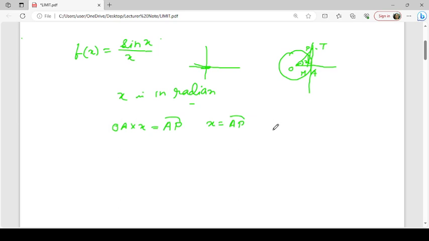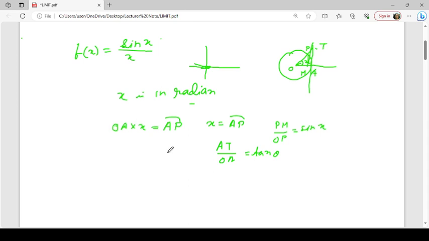So PM by OP is sin theta, which is equal to sin of x, and AT is a tangent, so it is perpendicular to OA. So AT by OA is equal to tan theta. So OA is 1, OP is 1.